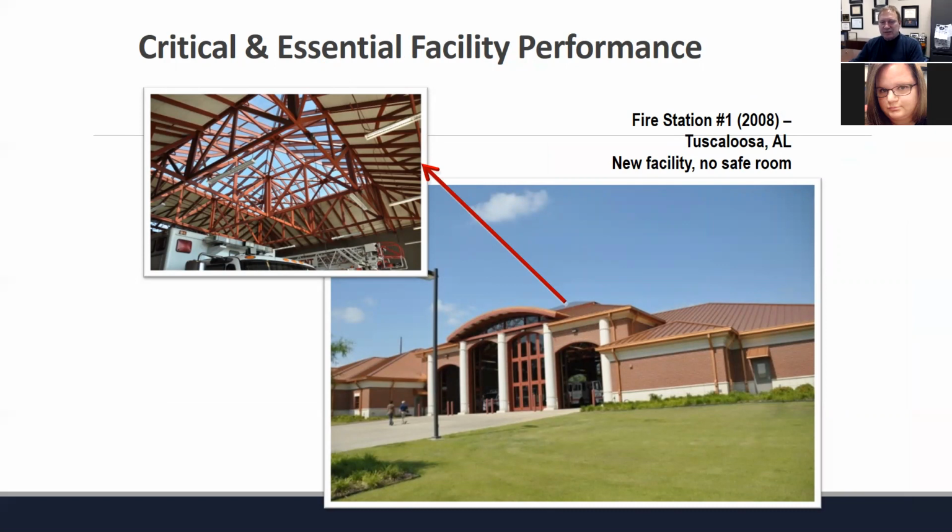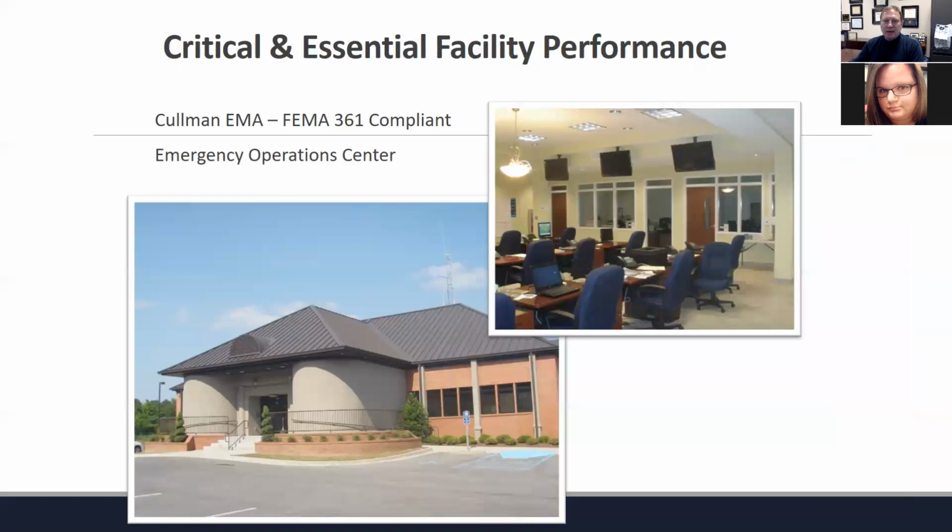This is a fire station in Tuscaloosa. Did not include a safe room. The Emergency Operations Center, though, the facility itself was constructed to a FEMA standard for compliance for wind damage and wind resistance. And this is a structure that was built to withstand it, and certainly withstood it. Although it was not directly impacted, there was secondary impact there, but it was not directly impacted.